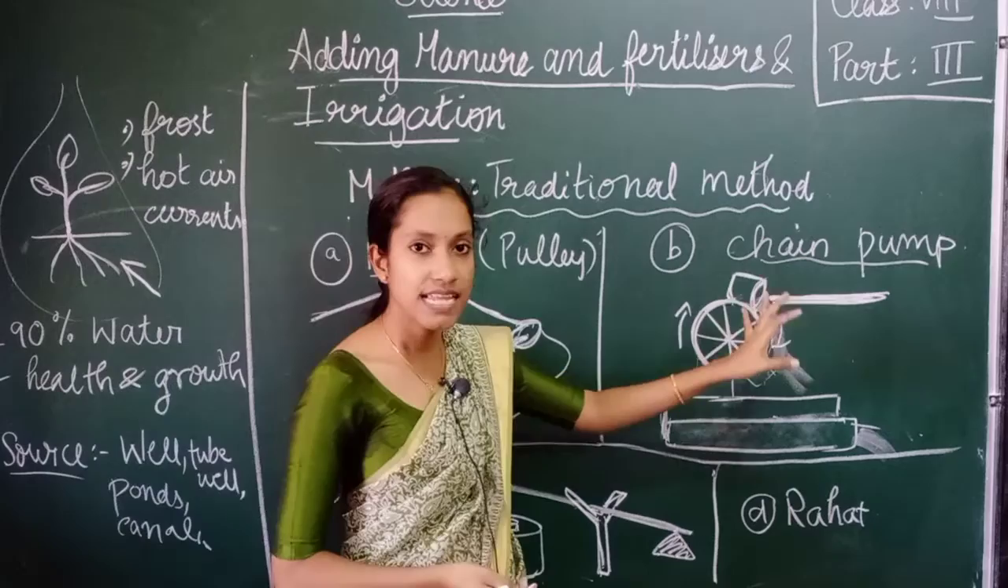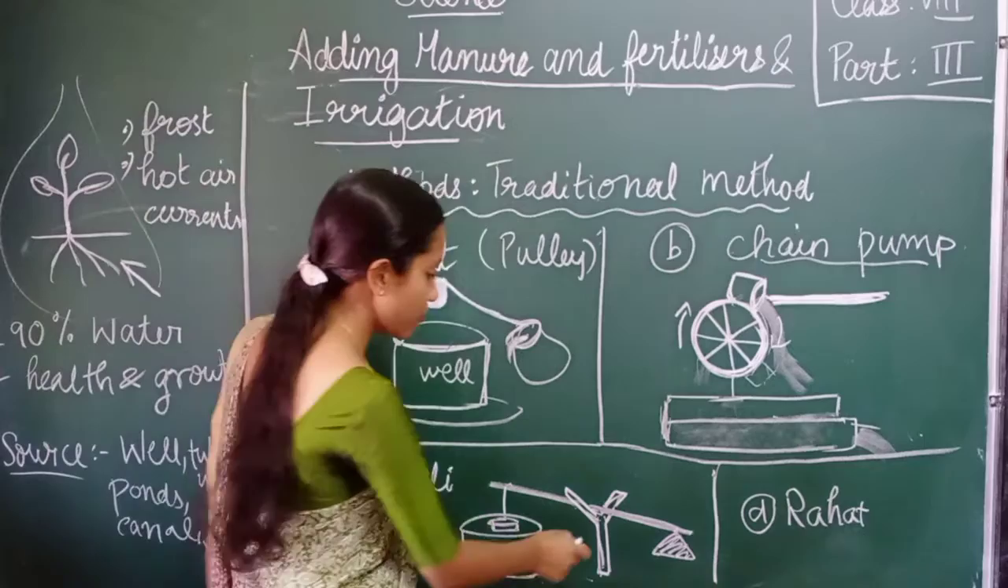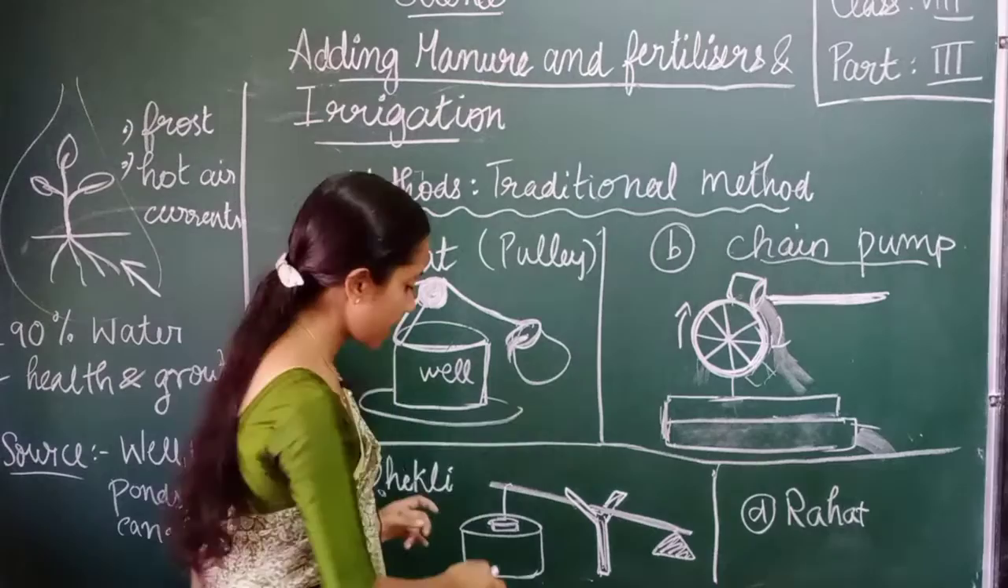Now come on to the third, that is dekri. You please observe the image in your textbook. Okay, in dekri system you can see a V shaped log, a V shaped wooden post. Okay, that will be near a well.